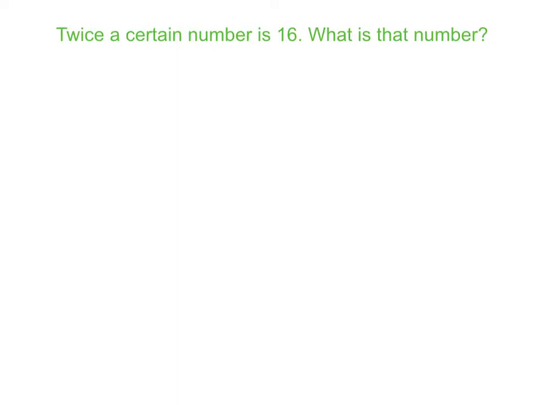Twice a certain number is 16. So our certain number, I'll call this a certain number x. Twice a certain number is 2x. So twice a certain number is 16, so that's equals 16. So that's our equation.